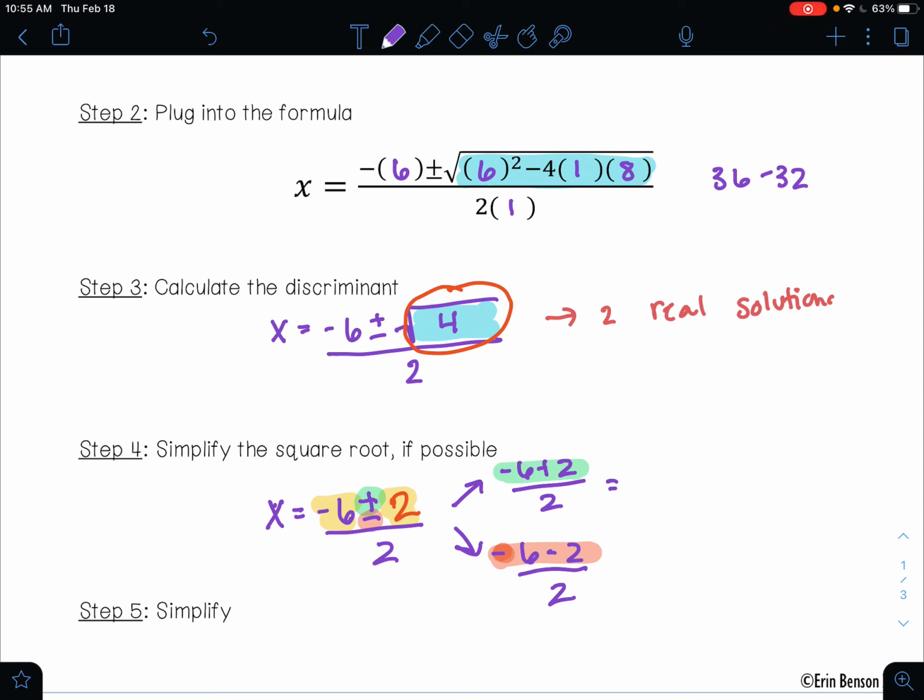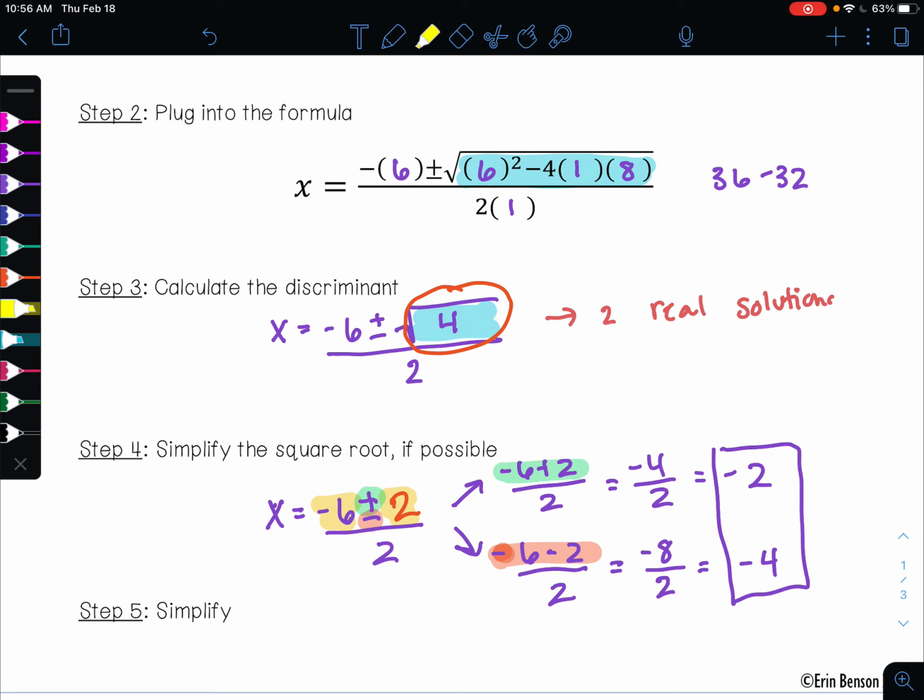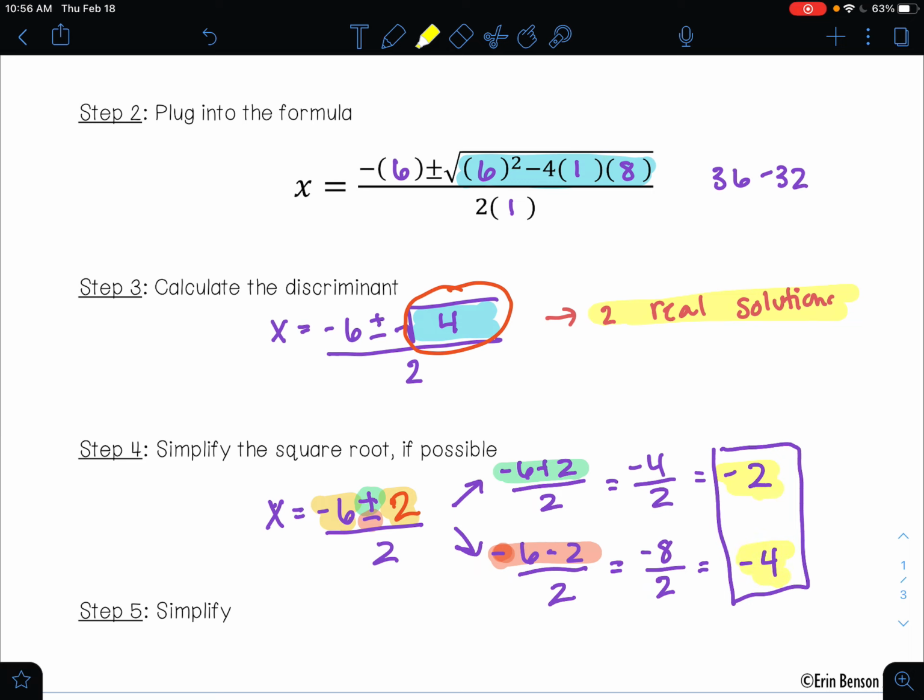So now I can simplify each of these. Negative 6 plus 2 is negative 4. Negative 4 divided by 2 is negative 2. Negative 6 minus 2 is negative 8. Negative 8 divided by 2 is negative 4. So I have two real solutions, which is what we said would happen when we found our discriminant right here. And those two real solutions are negative 2 and negative 4.